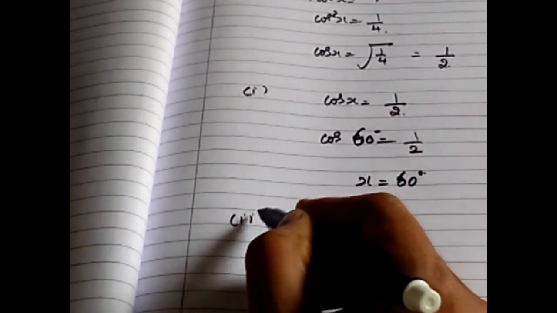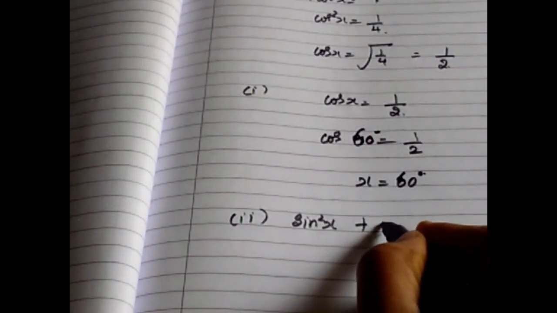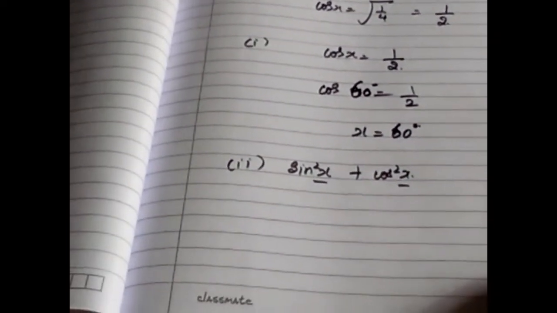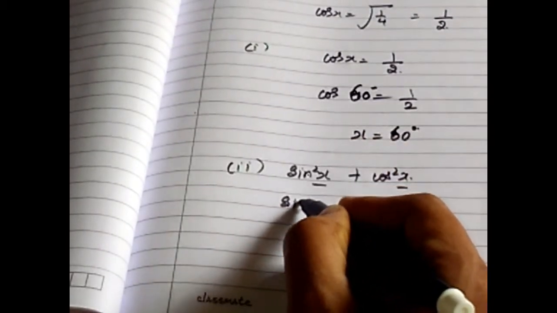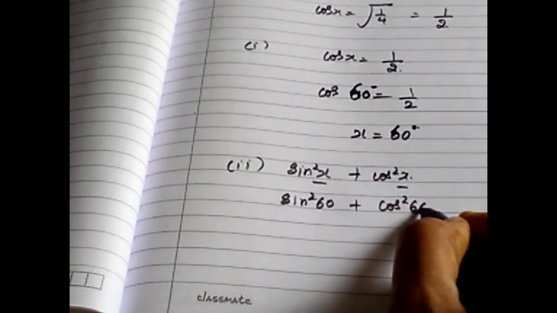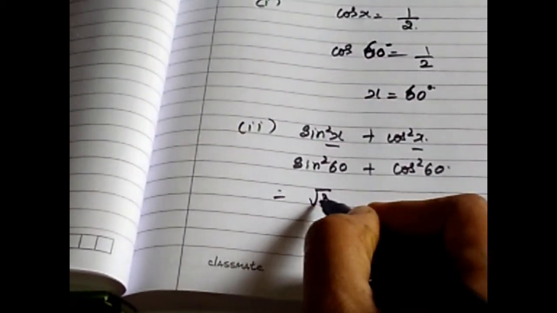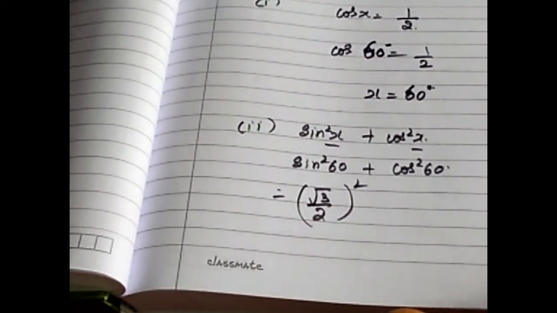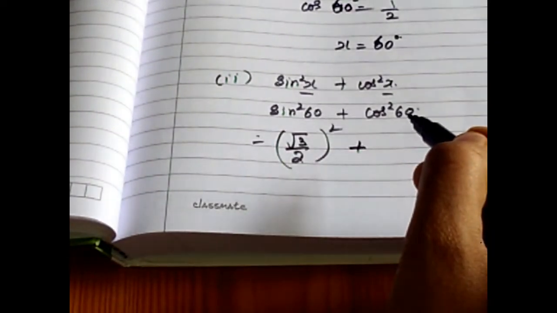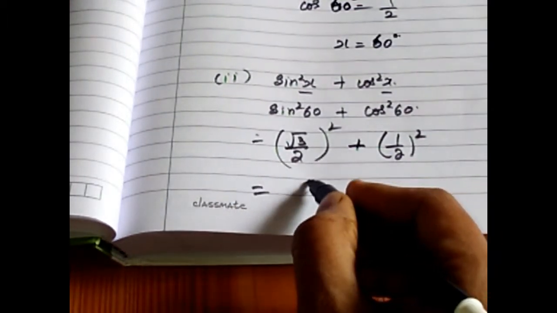So what is sub question 2? I need to find the measure of sine square x plus cos square x. In the place of x, substitute the value of 60. Hence the expression will be sine square 60 plus cos square 60. What is the measure of sine 60? It is root 3 by 2 and sine square 60 is root 3 by 2 whole square. In a similar way, the value of cos 60 is 1 by 2. Cos square 60 is 1 by 2 whole square.